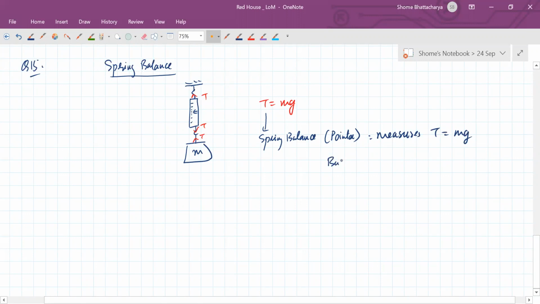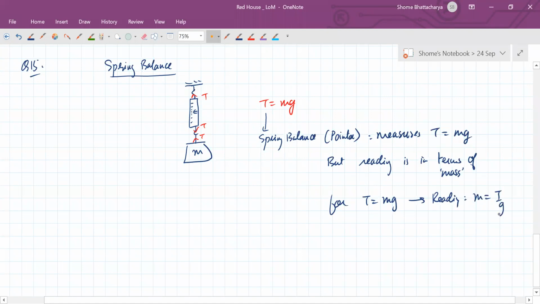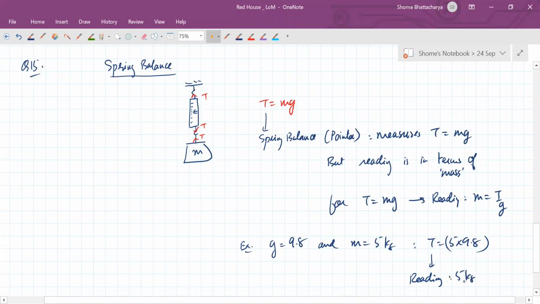But the reading is in terms of mass. So for tension equal to mg, the reading it will show will be m, which is T by g. For example, if acceleration due to gravity is 9.8 and we suspend a mass of 5 kilograms, the tension in the string will be 5 into 9.8. But the reading it will show will not be that many newtons. The reading it will show will be 5 kg. So that is the working principle of the spring balance.